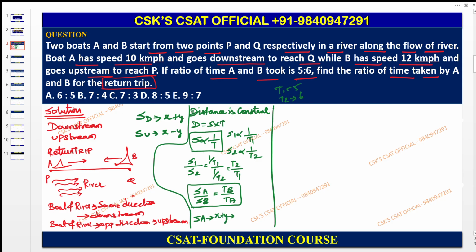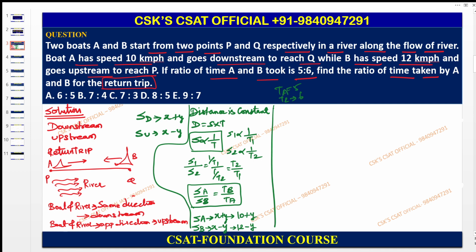So x has been provided as 10 km per hour, the speed of A. You don't know the stream speed, so you can take it as y itself. Now let us take the upstream speed. Upstream speed, just now I mentioned, x minus y. B's speed provided here is 12 minus y, where y is the speed of the stream or current or river. So that is nothing but y itself, because the data is not provided here.